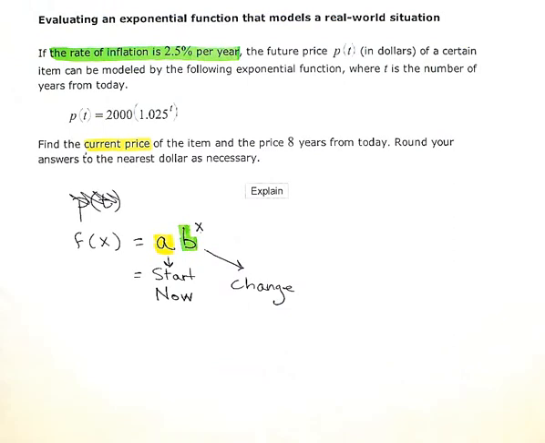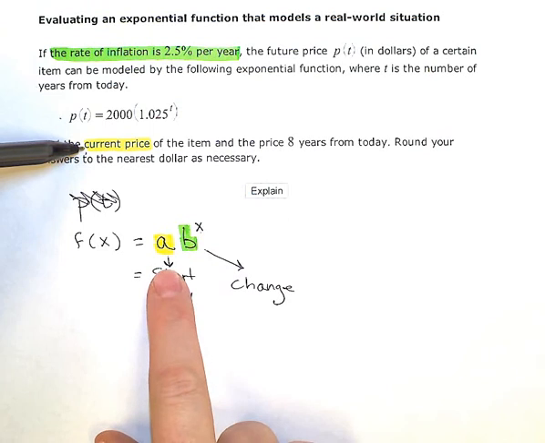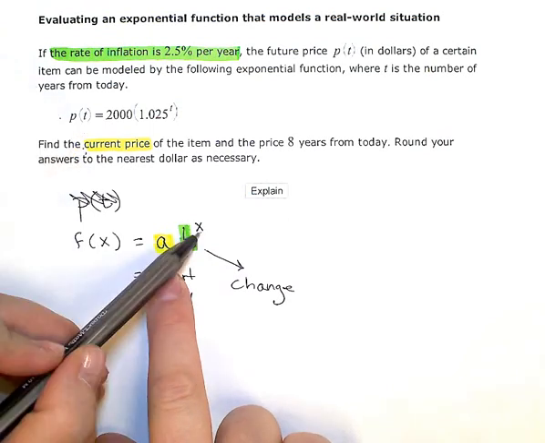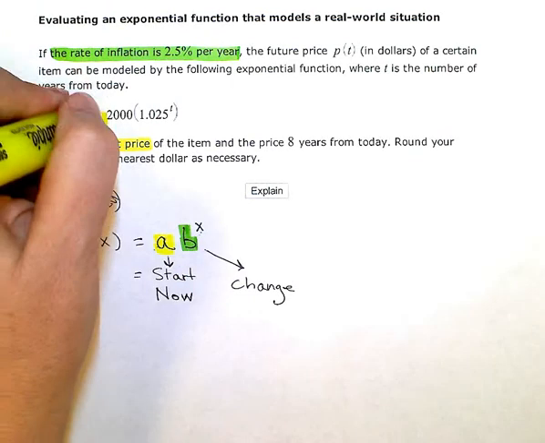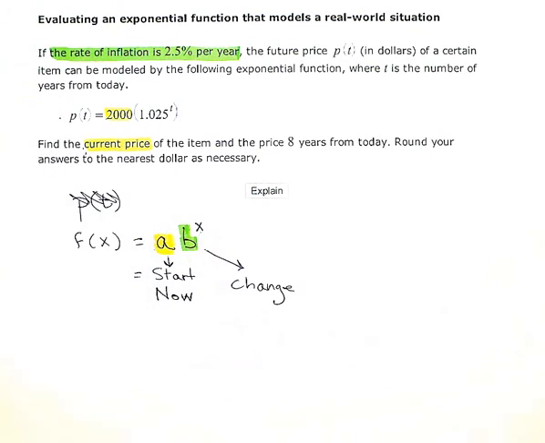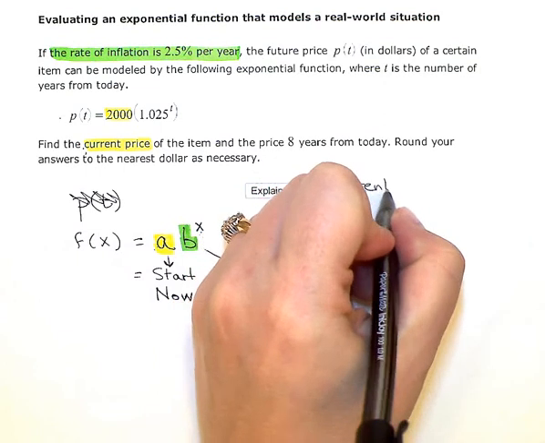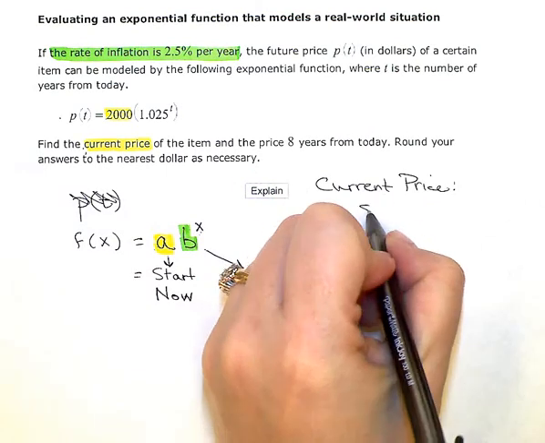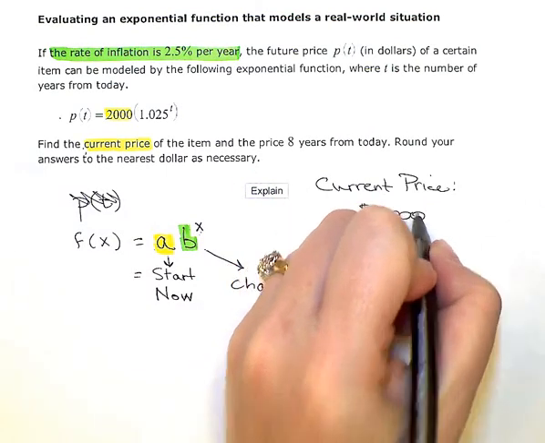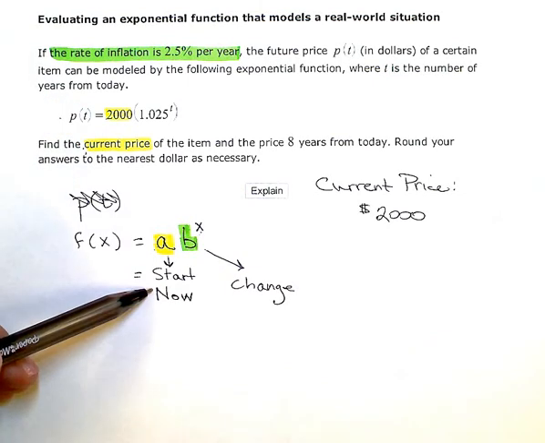So if we look at our equation right here, my current price would be the start value, the a, the number in the equation that does not have the exponent on it. And if we look at that in our equation, that would be 2,000. So the current price for our problem is $2,000. Okay, that number right there. It's the start, or what it's worth now, okay?